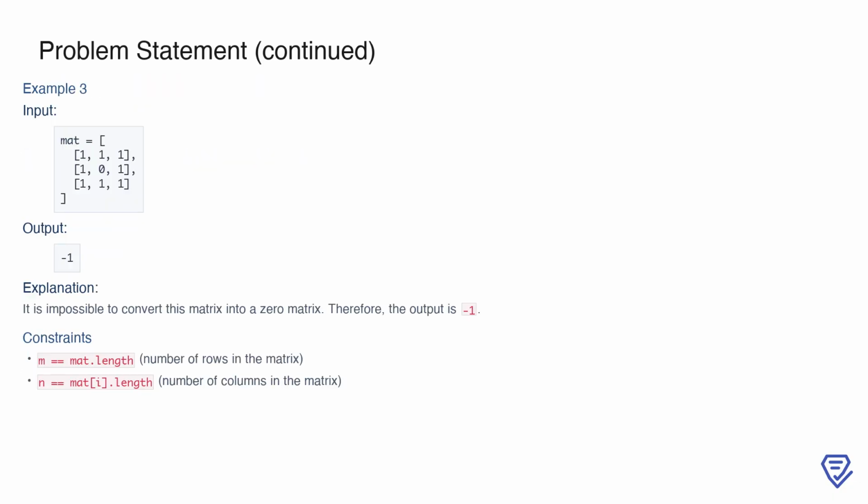In another example, consider a 3x3 matrix, 1, 1, 1, 1, 0, 1, 1, 1, 1. Here, it is impossible to transform the matrix into a zero matrix using the flipping rules. This is because certain configurations of the matrix cannot be resolved into all zeros, no matter how the flips are applied. In such cases, the output is -1. These scenarios highlight the importance of determining whether a solution exists before attempting to compute the number of flips. Some configurations are solvable, while others, like this one, are not.